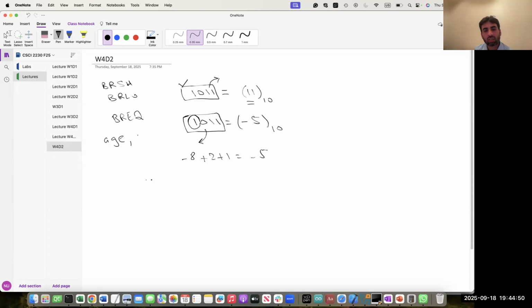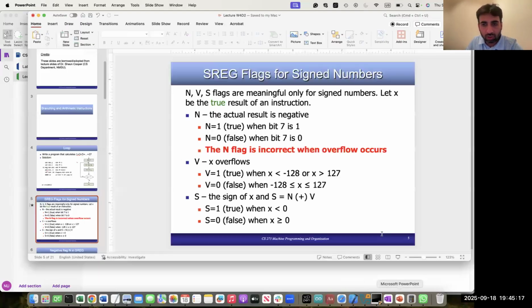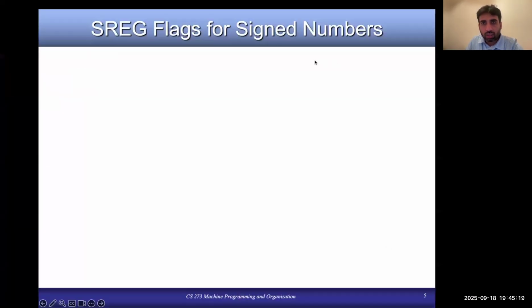So if you are comparing, let's say, two bank accounts and you want to take a branch based on the result of comparison, you cannot use these instructions. Why? We will talk about them later. But you can use other instructions which are meant to compare signed numbers. Okay. I hope what I said is clear to everyone. If not, please let me know.